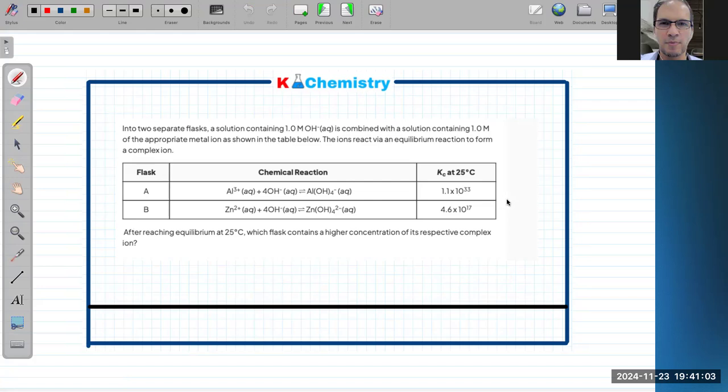So I can see that 4.7 multiplied by 10 to the power of 17 is, of course, a smaller value than that for the aluminum. A very large Kc value tells me that the forward reaction moves towards completion. So I'm expecting this one to have a higher concentration of the complex ion. This product has formed more than this one because I can see the Kc value is bigger than that in flask B. So I'll choose A as an answer for sure.